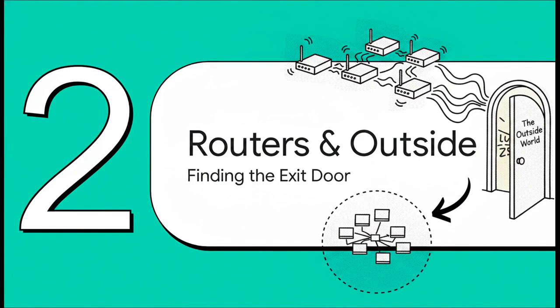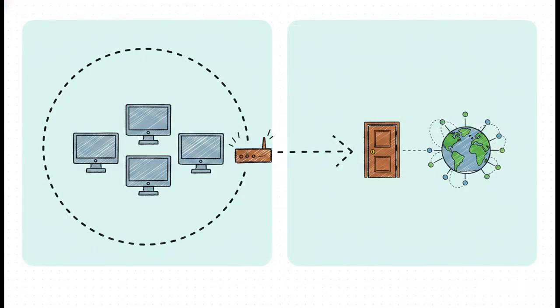Moving right along to Section 2, Routers and the Outside World. Basically, finding the exit door. So you might be wondering, how do we get those isolated local computers to actually talk to the rest of the world? Up to now, our switch just lets computers in the same room gossip with each other. But if one of those computers wants to, say, load a web page, the switch is totally useless on its own. Remember, a switch creates the LAN, but a router is your doorway to the outside world. It connects your distinct local network to other distinct networks, most notably the global internet. Without a router, your local network is completely cut off.